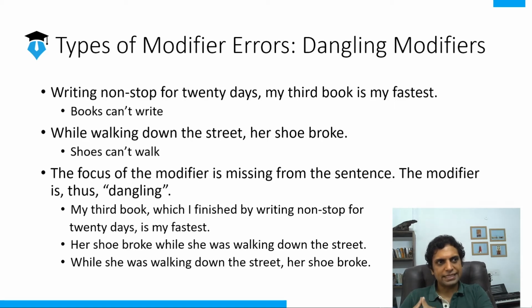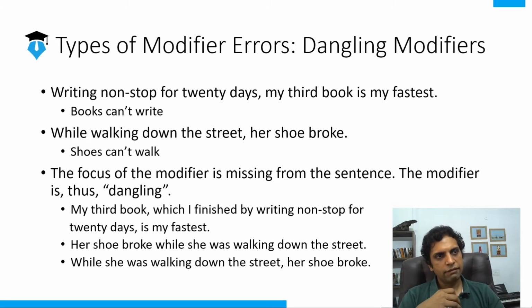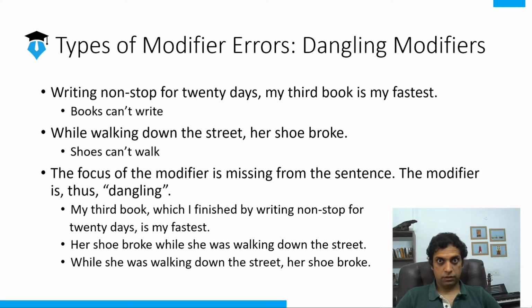In the first case, again, you put the focus of the modifier inside the modifier, and you've actually moved the modifier around. So my third book, which I finished by writing non-stop for 20 days, is my fastest. The sentence is now much longer, but it doesn't make sense any other way. And the second one, her shoe broke while she was walking down the street, or while she was walking down the street, her shoe broke. It's the same thing.